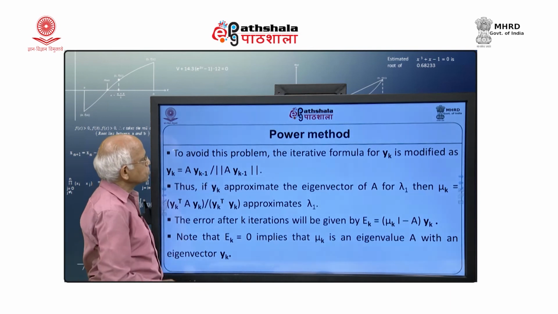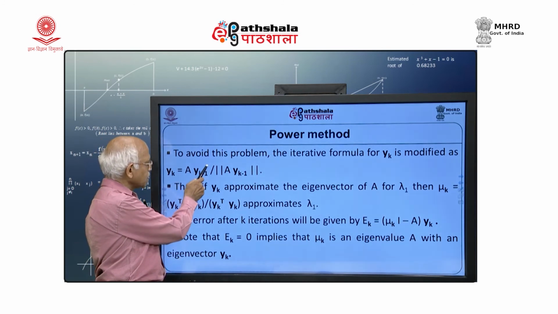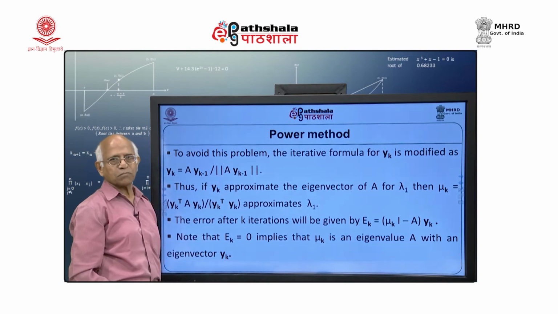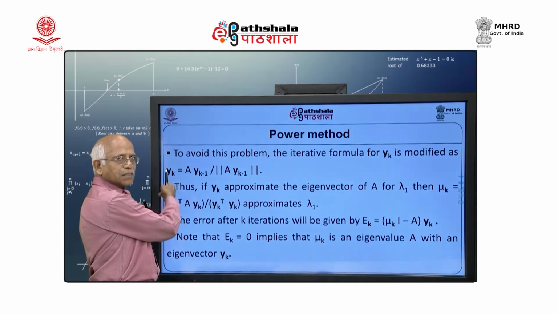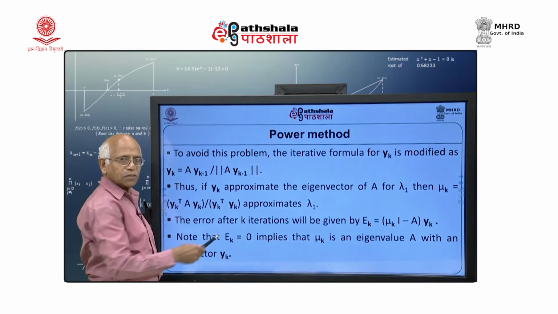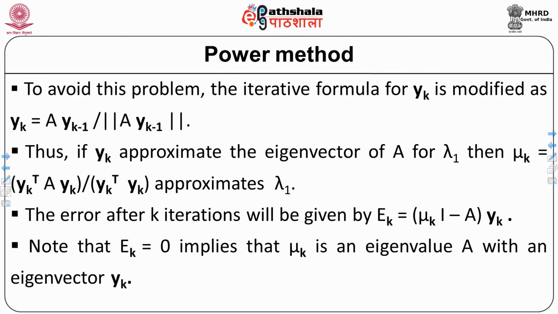To avoid this particular problem, the iterative formula for y k bar is modified as y k bar equal to A y k minus 1 bar by the norm of A y k minus 1 bar. This also makes y k bar a unit vector, so you always get a unit vector as the eigenvector of lambda 1. Thus, if y k bar approximates the eigenvector of A for lambda 1, then mu k, which is equal to y k transpose A y k bar divided by y k transpose y k bar, approximates lambda 1.